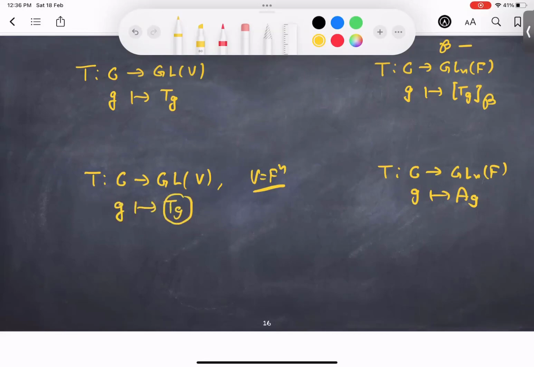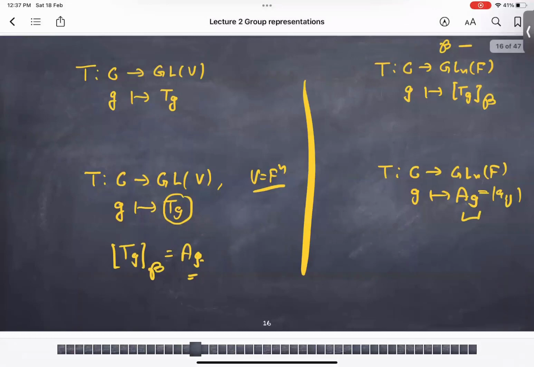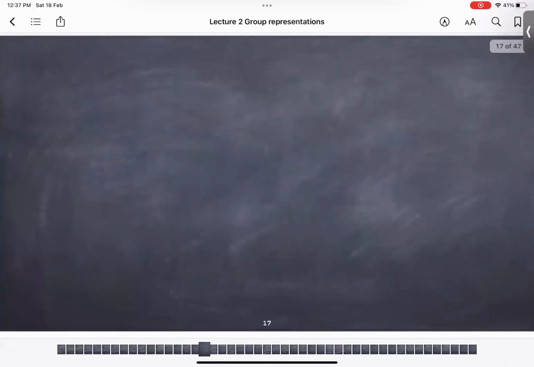TG is a linear transformation whose matrix with respect to, say, the canonical basis is AG. So if AG is your AIJ, you can write down what this TG is. Now TG is such that the matrix of TG relative to this basis is your given matrix. So I can go from this side to this side, and this side to this side. I will keep switching between representations in the vector space and representations in matrix form.